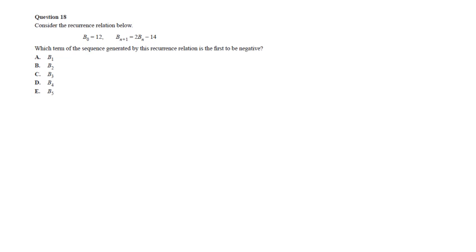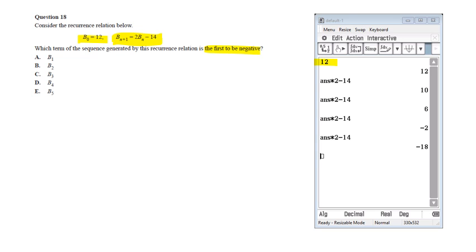Okay, so no bananas and pajamas jokes here. We've got this sequence, and b0 equals 12, b(n+1) equals 2 times bn minus 14, and they want to know which term of the sequence generated by this recurrence relationship is the first to be negative. Now, all I did was put the recurrence relationship into my calculator. So you put 12 and just press execute, and it just shoots it across to the other side. It says 12 equals 12, mind blown. But then you just type in this part. You start typing times 2 minus 14, which is what's happening over here.